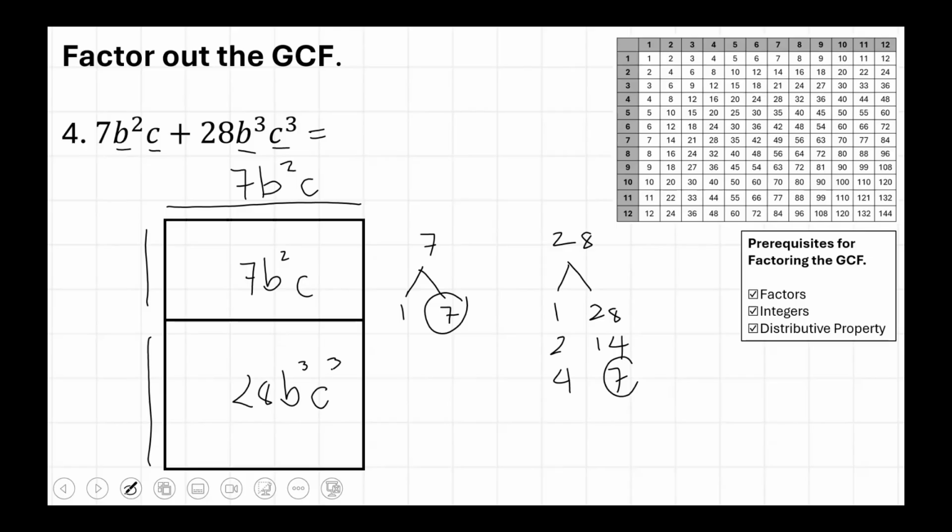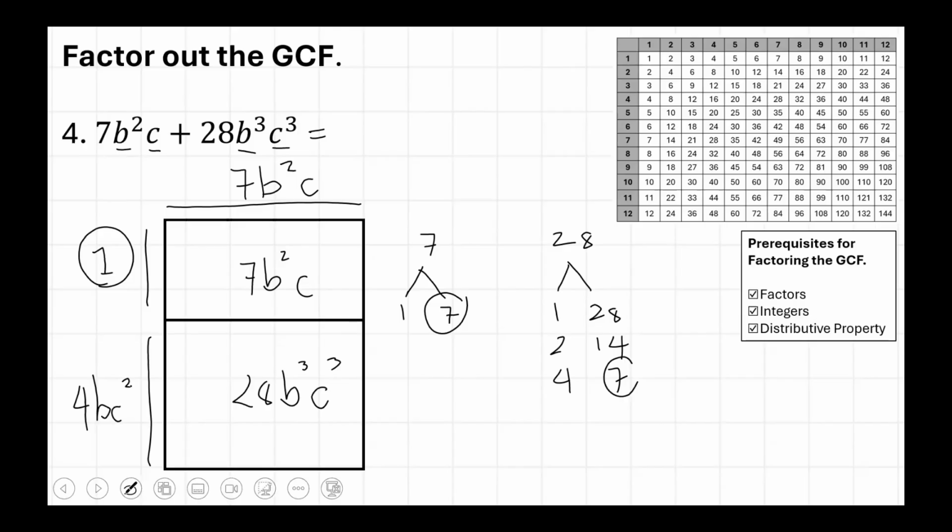All right. So 7 divided by 7 is only 1. And b squared, c and c, they are just the same. So any number or any variable divided by itself is just 1. Then 28 divided by 7 is 4. And to complete the b cubed, we need to add one more b. For the c, since we have c cubed, on the GCF, we only have 1, we need to add c squared.